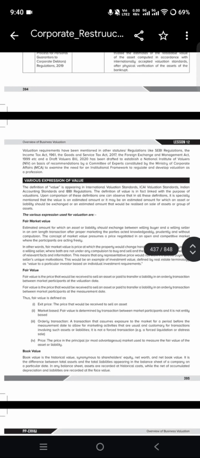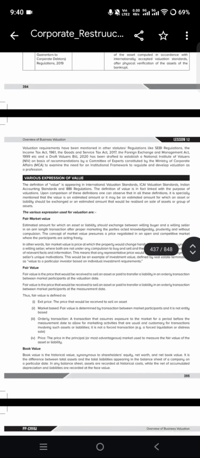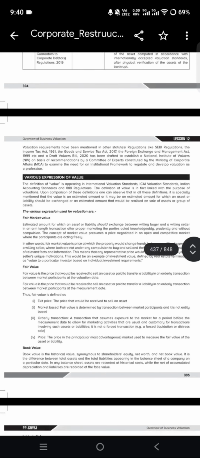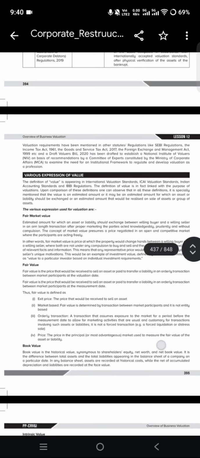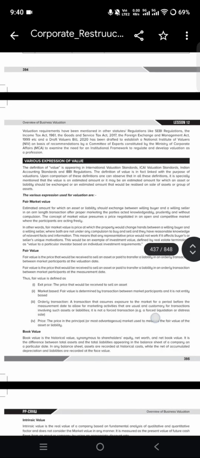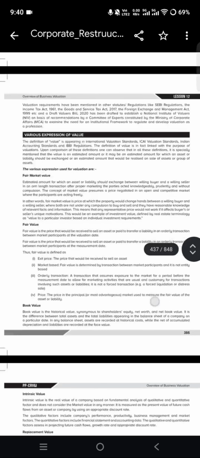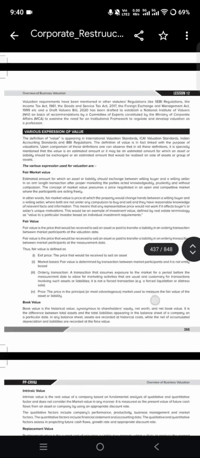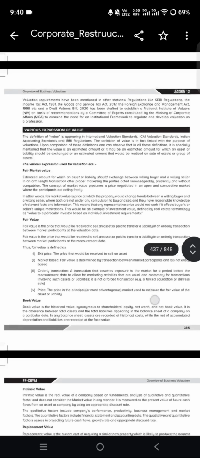Next, ESPS, pricing and lock-in. Regulation 22. A company may determine the price of the shares to be issued under ESPS subject to conforming to the accounting policies. So again, accounting policies, according to accounting policies only it should be given. And second, shares issued under ESPS shall be locked in for a minimum period of 1 year from the date of allotment. 1 year. So minimum is 1 year. If the company wishes for 2 years, okay.